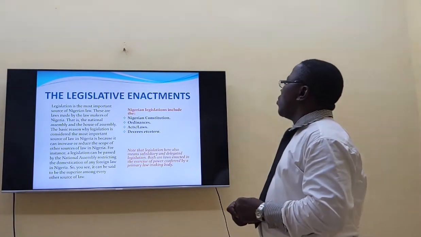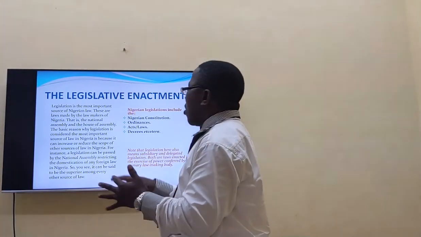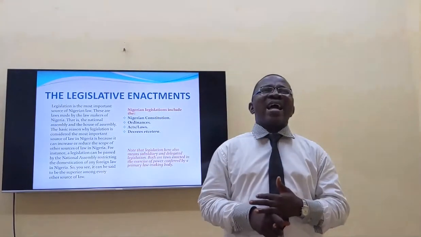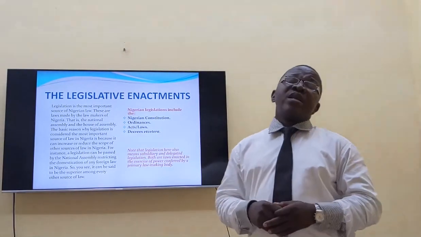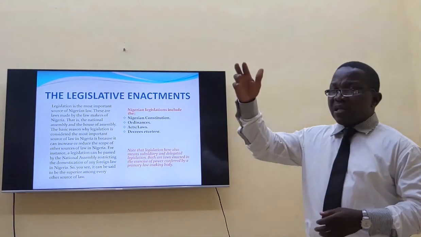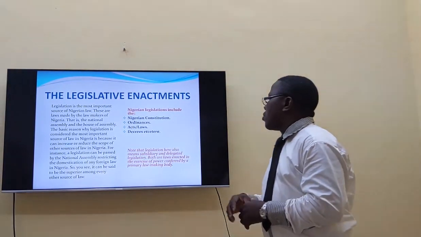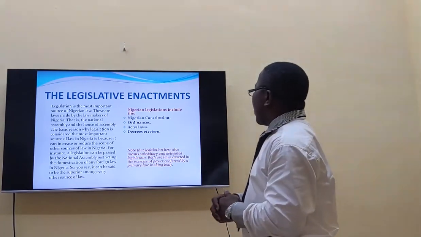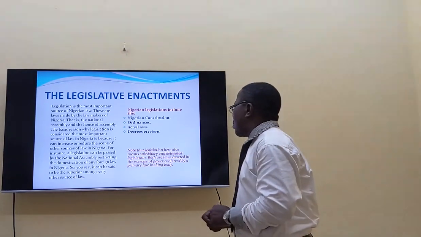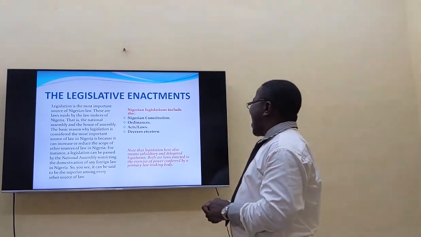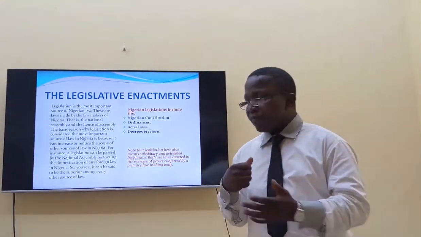So Nigerian legislation includes the Nigerian Constitution. These are laws that they made: ordinances, acts, laws and decrees. For instance, during the military era, they issued decrees. Those are laws that were made under enactment. Note that legislation here also means subsidiary or delegated legislation. Both are laws enacted in the exercise of power conferred on the primary lawmaking body.